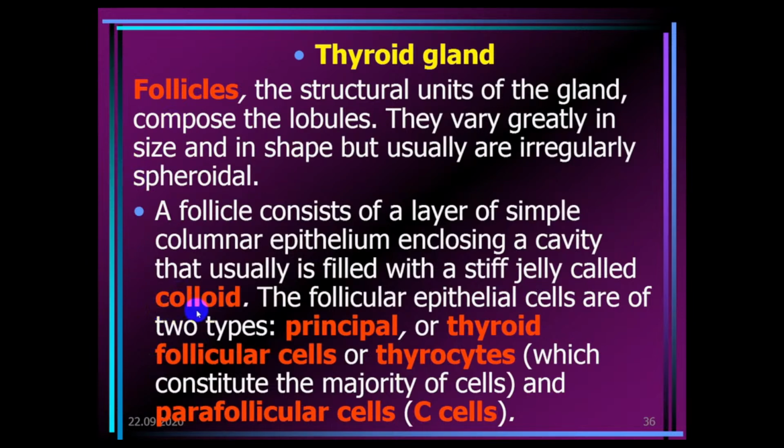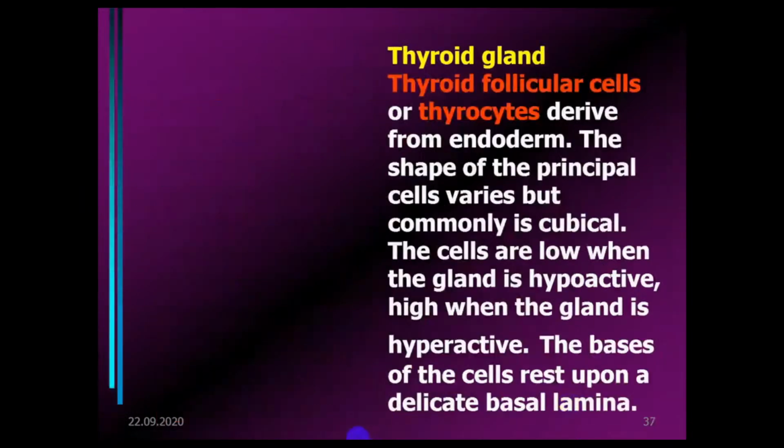The epithelial cells in the wall of the follicle may be of two types: principal or thyroid follicular cells. Historically, these cuboidal follicular cells have the name thyrocytes. This name today is widely used. Thyrocytes constitute the majority of cells in the wall of the follicle. And between thyrocytes are dispersed single parafollicular cells, or C cells.